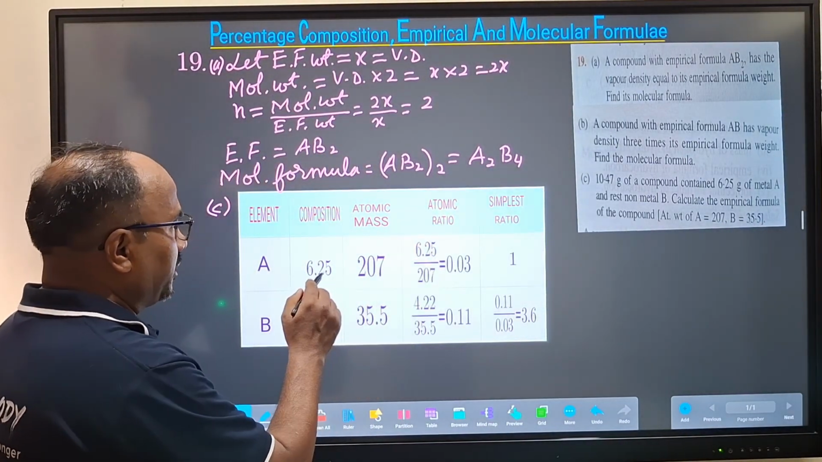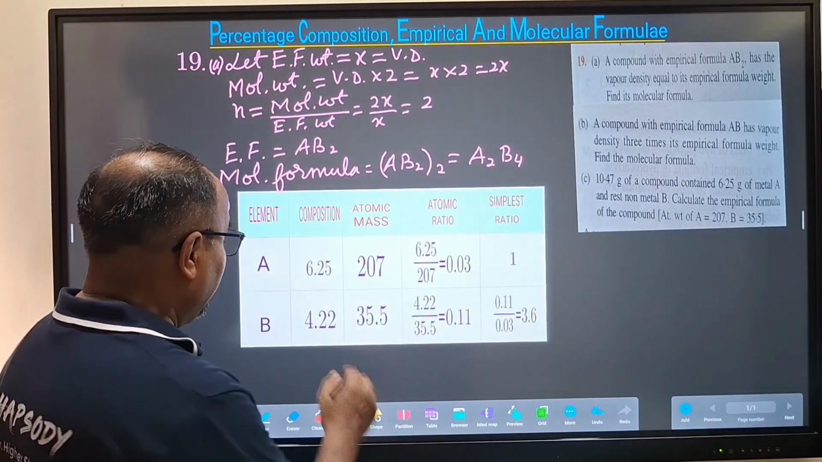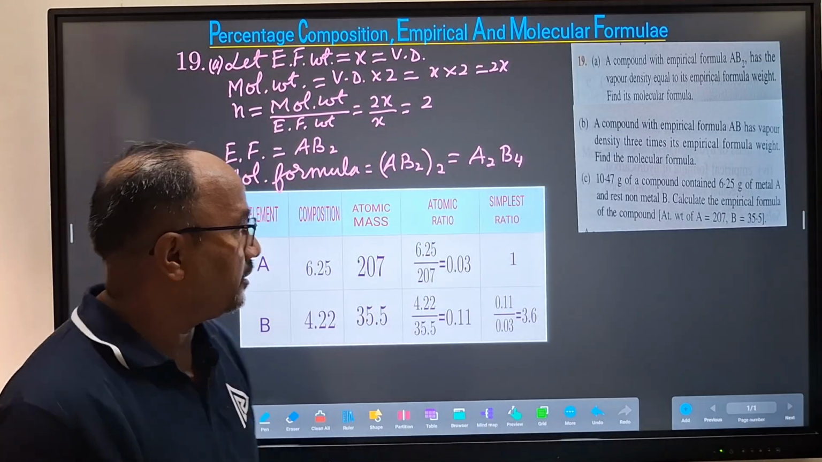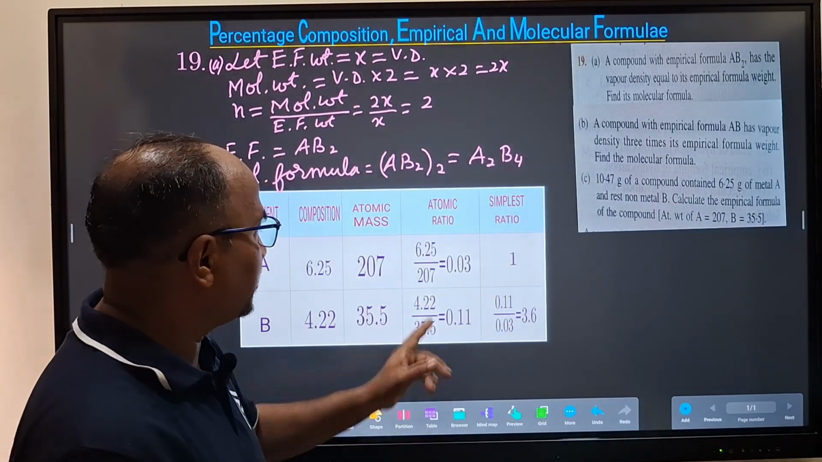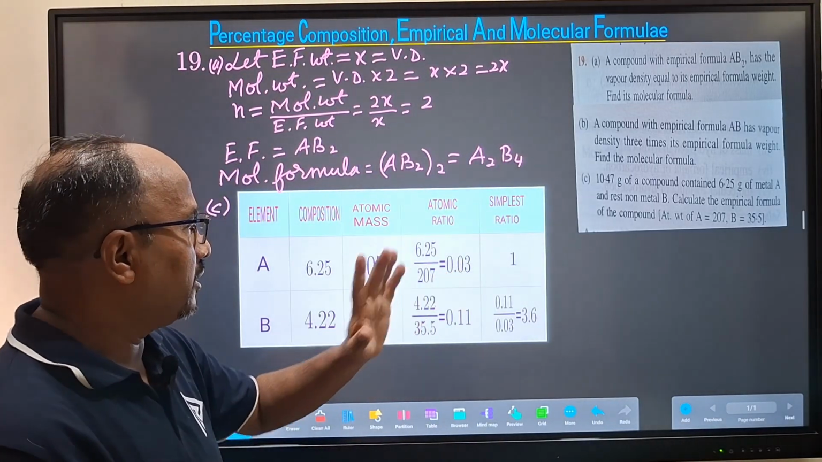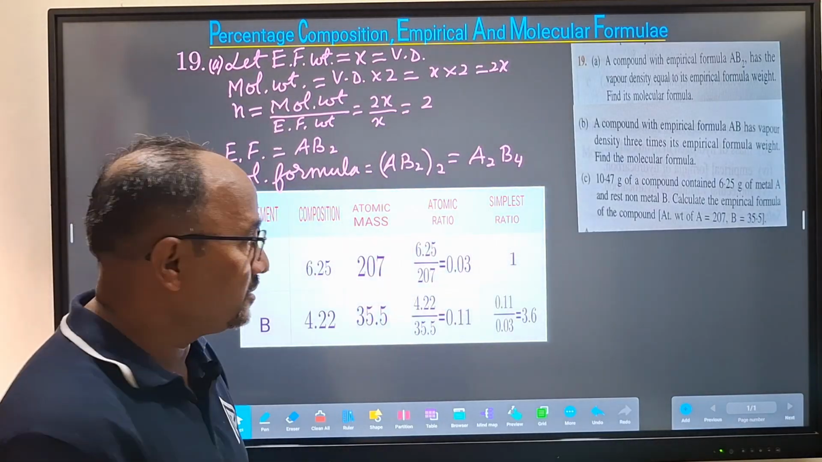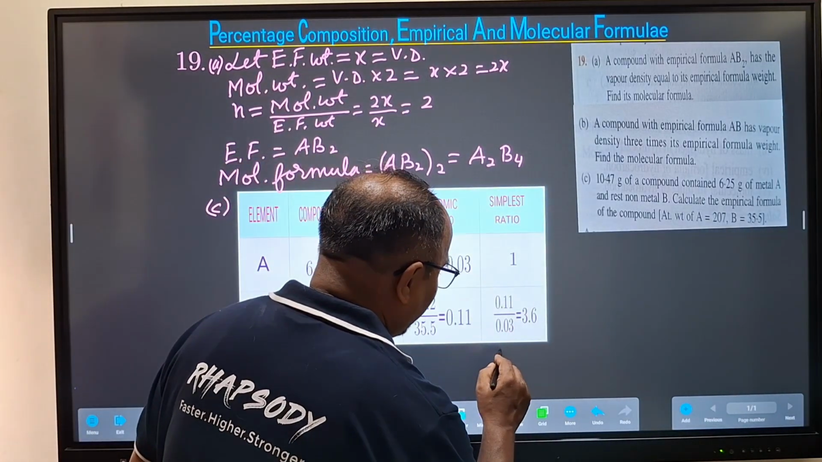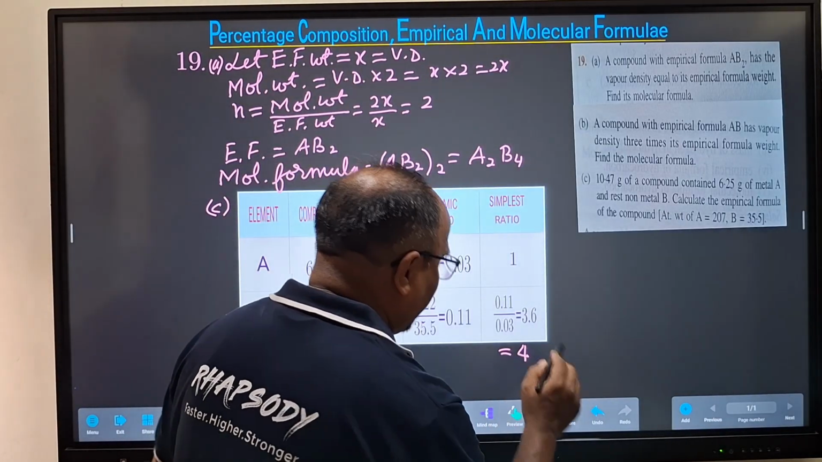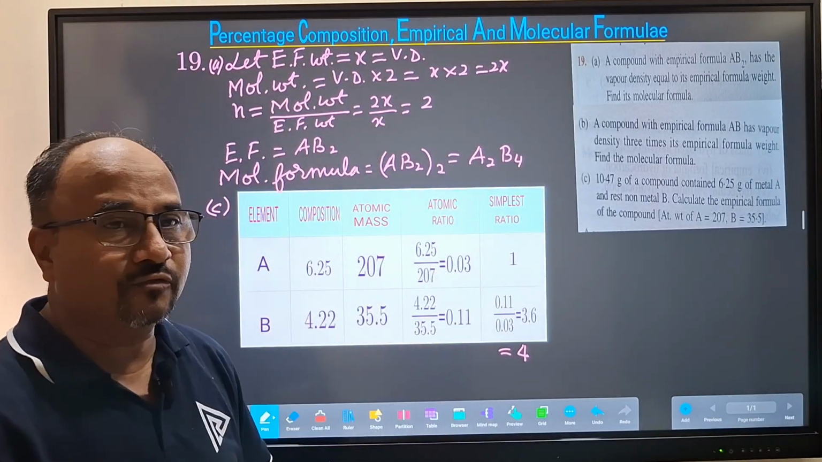To find the atomic ratio, 6.25 by 207, 0.03 came. 4.22 divided by 35.5 comes as 0.11. Now we go to find the simplest ratio. This is the lowest one, so dividing will give 1 there. 0.11 divided by 0.03 comes as 3.6, which we are going to make it as 4 because we need a whole number ratio. So now A is 1 part, B is 4 parts.